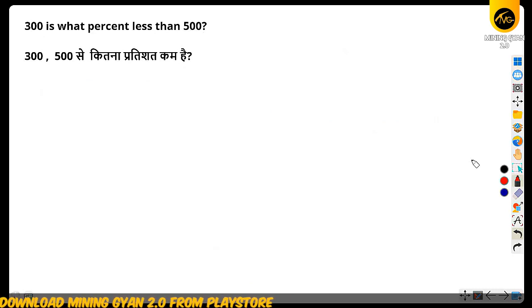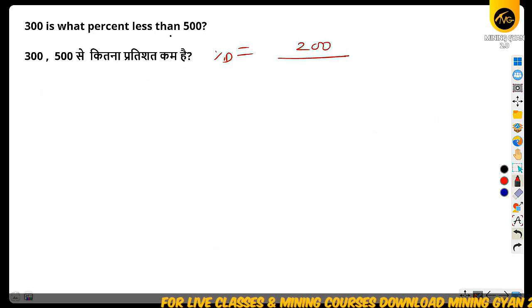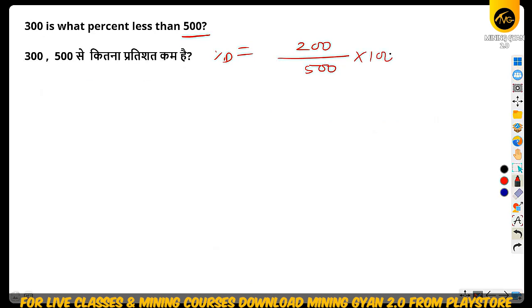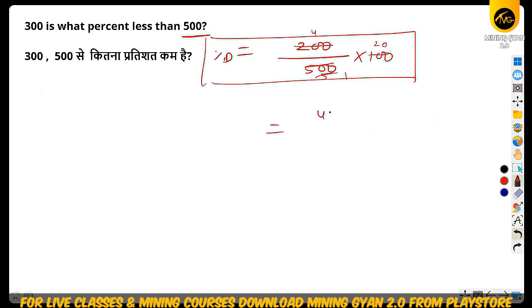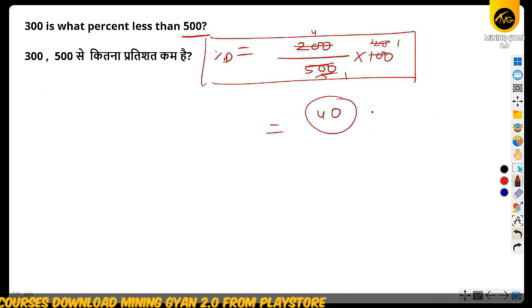Now 300 is what percent less than 500? जहां 400 था यहाँ पे 300 था। So we will use the same formula and you can find out the percent decrement. So percent decrement is equal to difference. What is the difference between 500 and 300? It will be 200 and divided by what is the initial value? That means 500 is the initial value. Multiply 100. So it means 40. So 40% is the correct percentage. So 300 is 40% less than 500.